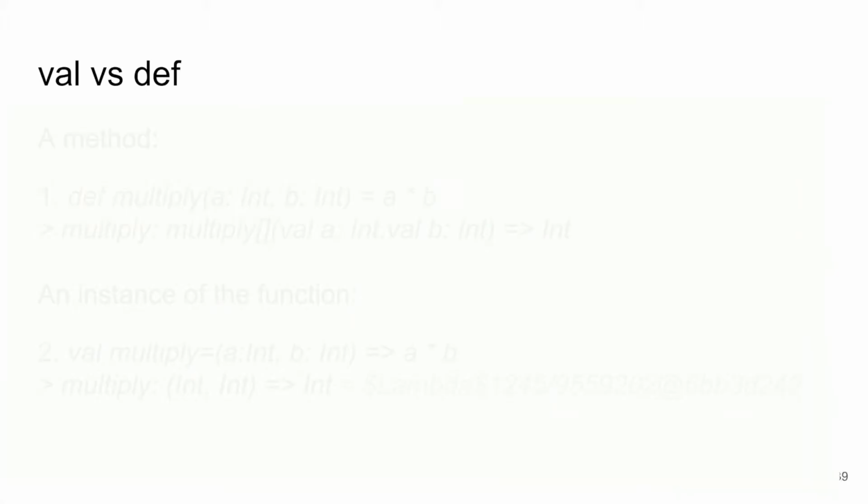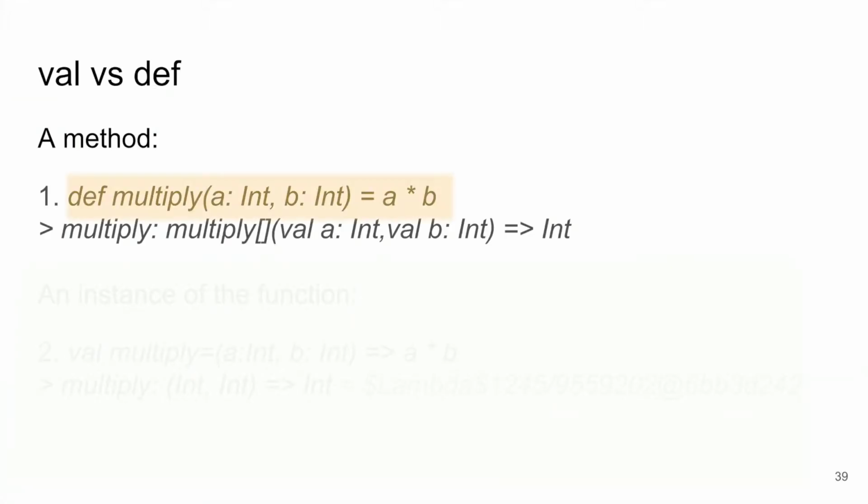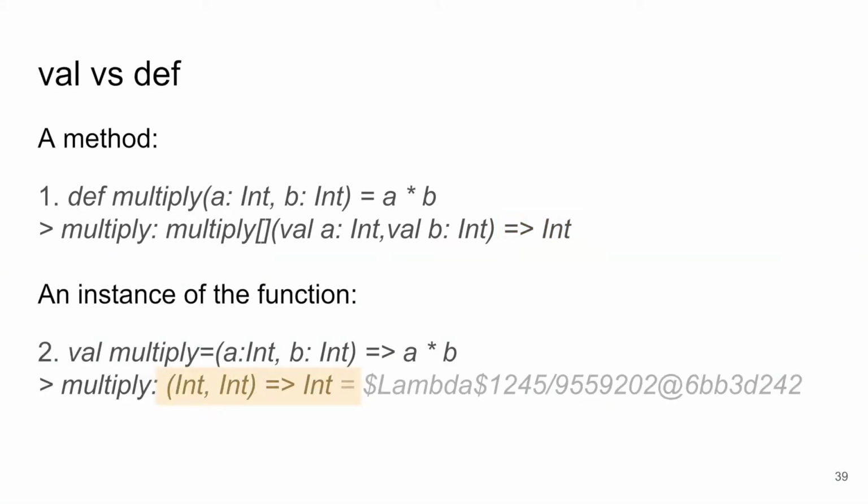Let's see how a method differs from a function. Executing line 1 shows you what the compiler sees when you use the word def. Method multiply, that takes two parameters and returns an int. When executing line 2, the compiler doesn't see a method but a function that takes two ints and returns one int. Feel free to open IDEA IntelliJ, create a new Scala worksheet and type this code in.